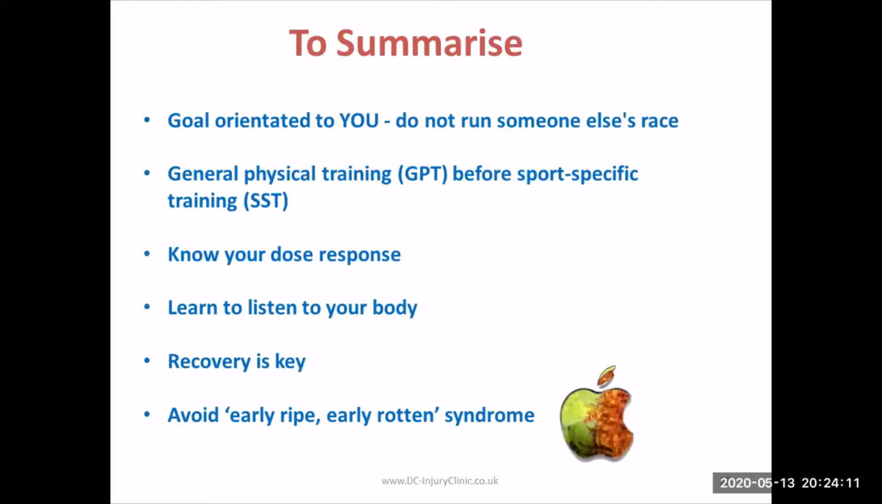So to summarize, it always needs to be goal orientated to you. It doesn't matter what someone else's training plan looks like. It doesn't matter what someone else's Strava account looks like. It always has to be goal orientated to you, whether you're on a 12-week plan, a 16-week plan, a 20-week plan, whether you're a first-time marathon runner, whether it's your 50th marathon. It has to be goal orientated to you. Otherwise, it's irrelevant. Always GPT, so general physical training before sport-specific training.